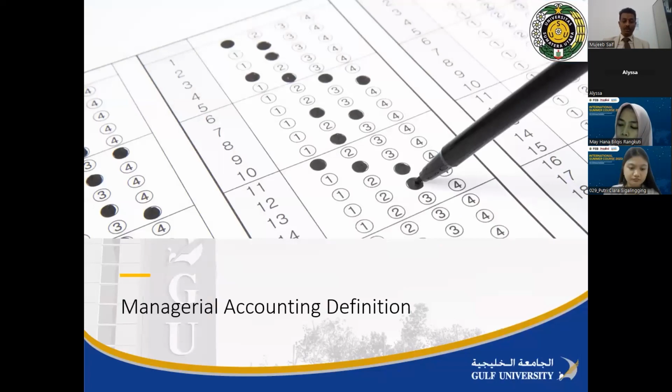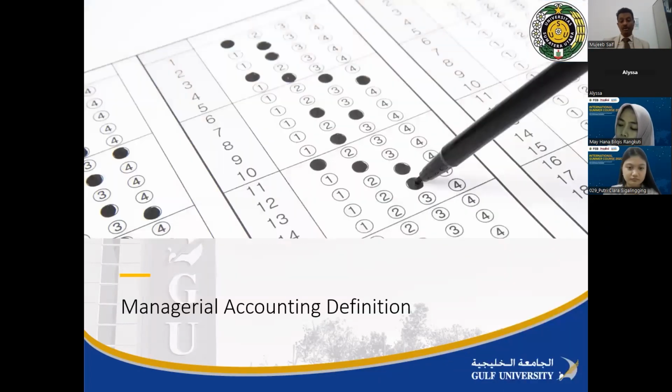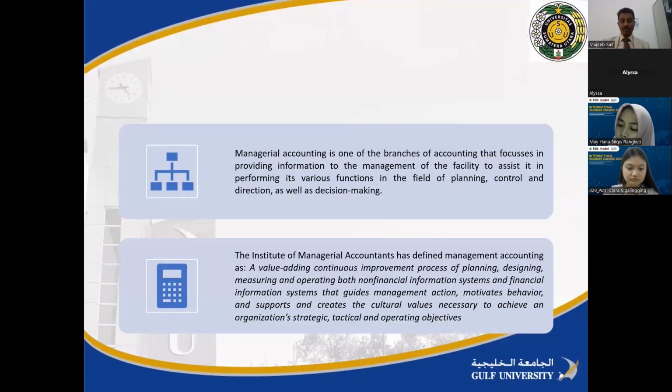So let's go to our topic for today, for this session. So we will start with the managerial accounting definition. So what is the definition of managerial accounting?